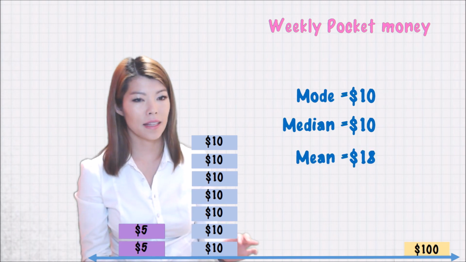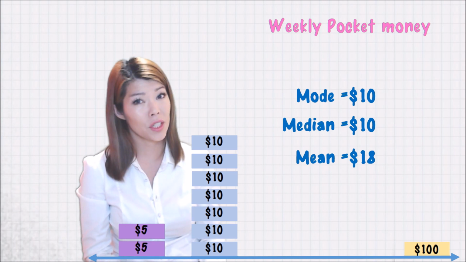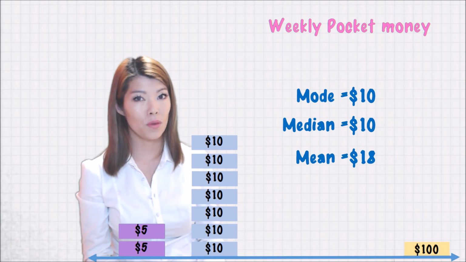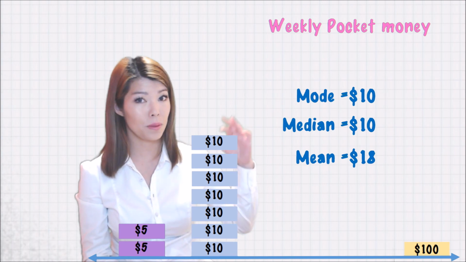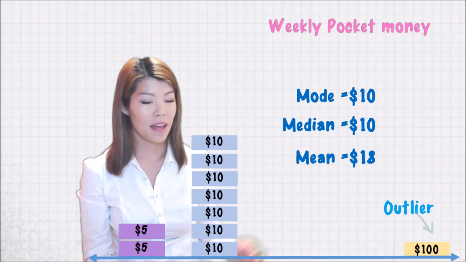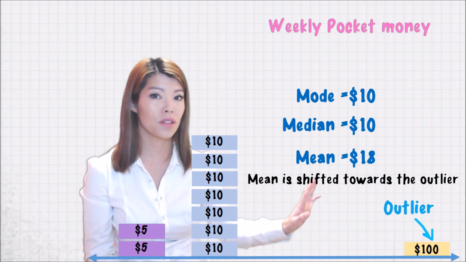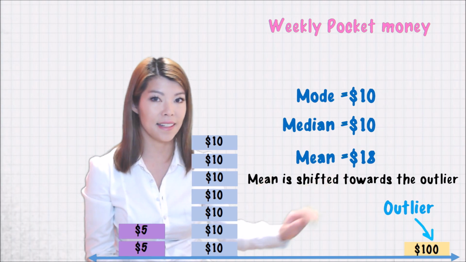So when the data looks like this, using the mean would be quite inaccurate, because the mean is saying that the average student gets $18. But really, we can see that a better average would be the median or the mode. We wouldn't use the mean because it has been affected by that outlier, that number out there. Instead of being 10, it has moved closer to 100, and that's why it's 18.